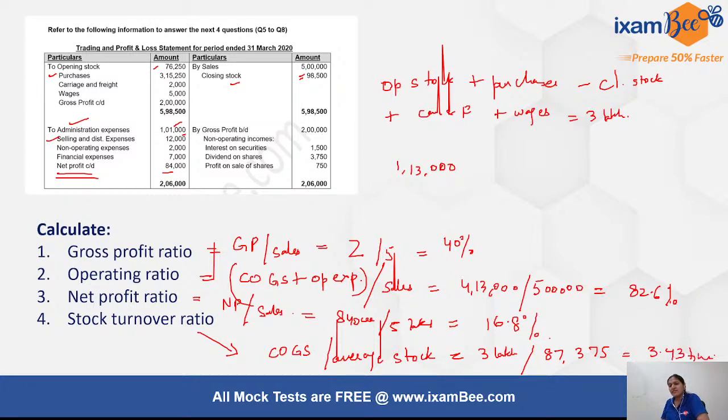3.43 times, right? So that is my stock turnover, which essentially means that on an average my stock remains with me there in a year. Basically there are 3.4 times that my stock remains or my sales are done, right? So there's 3.43 cycles rotated in 1 year to achieve sales.